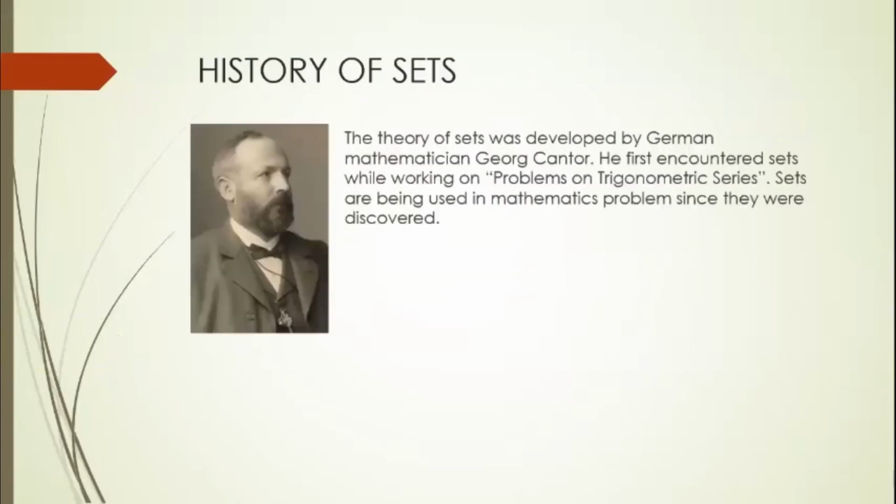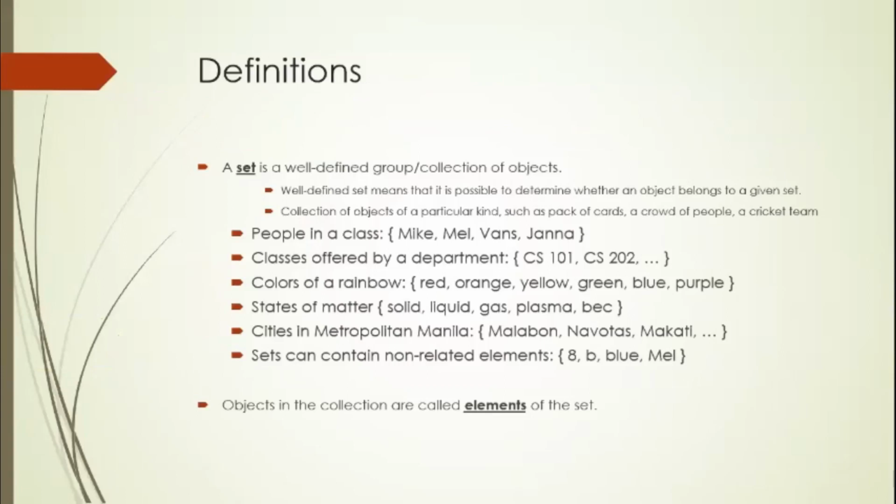First, we have here Georg Cantor, who developed the theory of sets. He first encountered sets while working on problems on trigonometric series. Sets have been used in mathematics problems since they were discovered. A set is a well-defined group or collection of objects. So what do we mean by a well-defined group or collection of objects? A well-defined group means that it is possible to determine whether an object belongs to a given set.